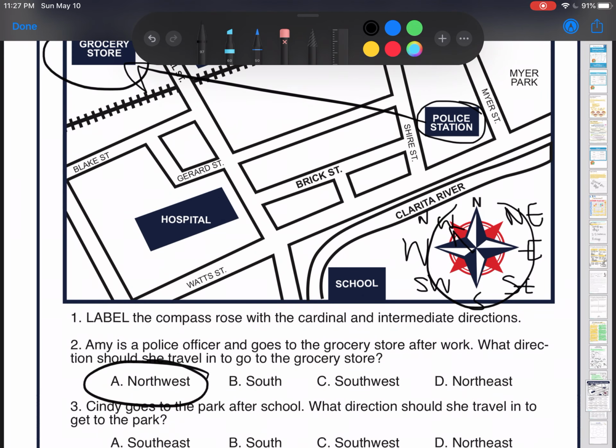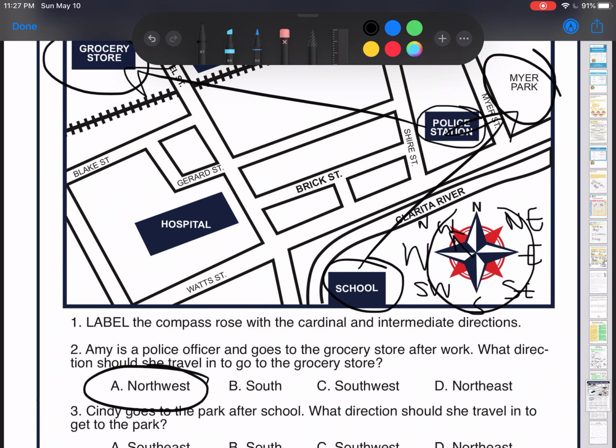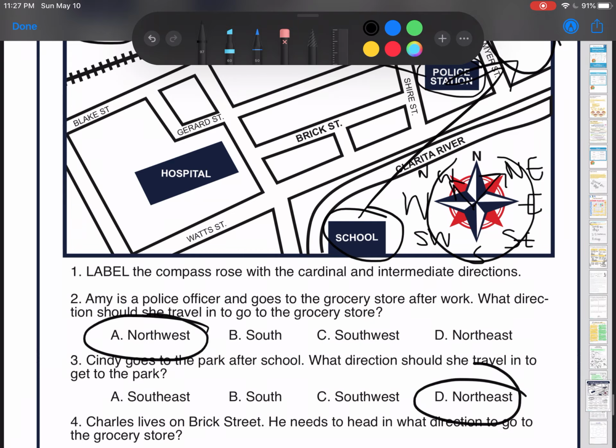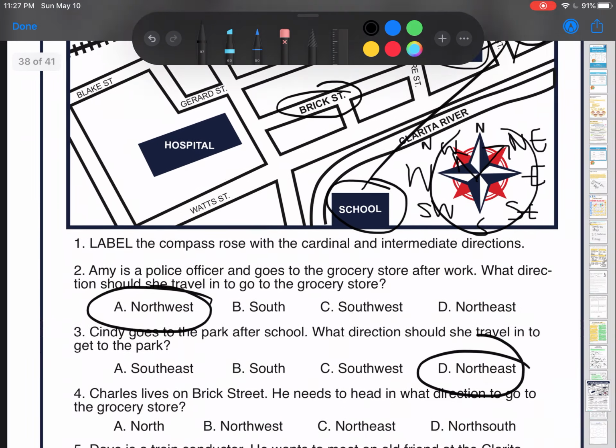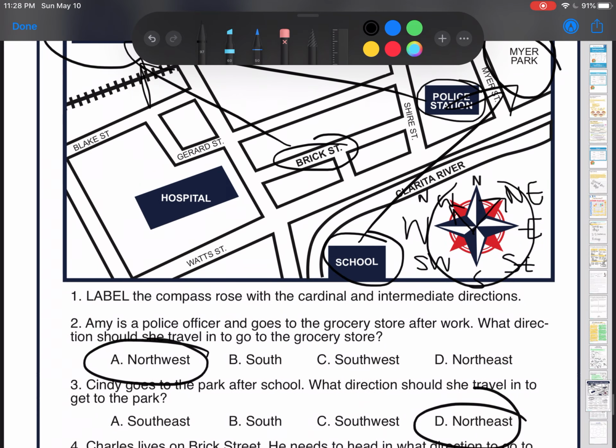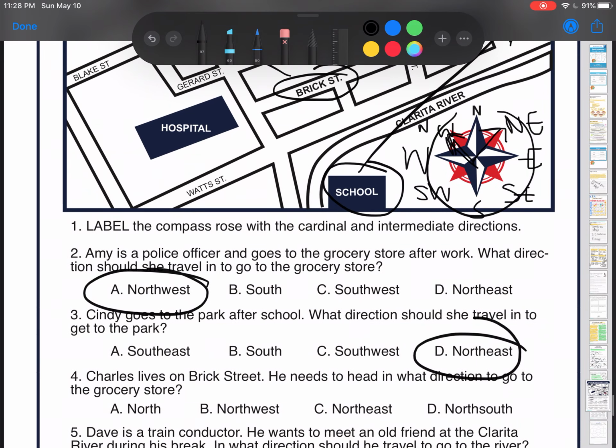Sydney goes to the park after school, so here's the park. Here's the school, here's the park. Which direction should she travel? Again, we're going this way. So going that way would be northeast. Charles lives on Brick Street. Here's Brick Street. He needs to head in what direction to go to the grocery store? And here's the grocery store. Again, we're heading this way, so he needs to go northwest.